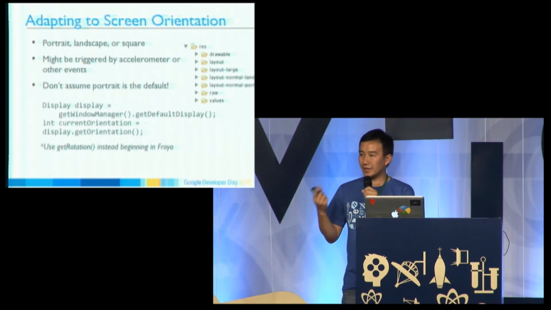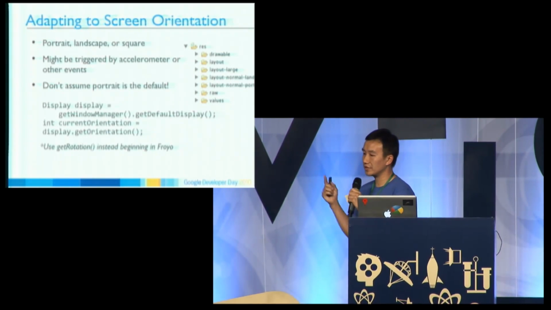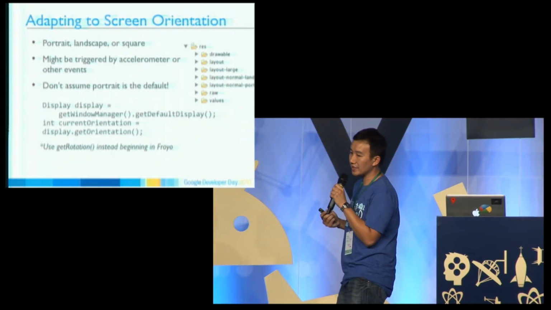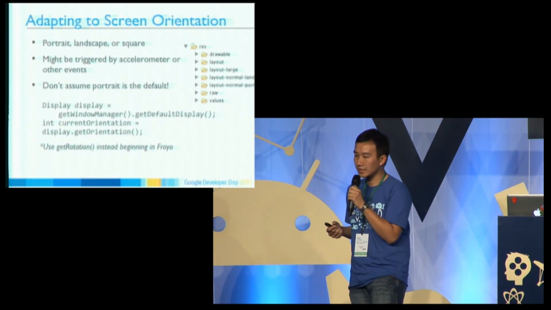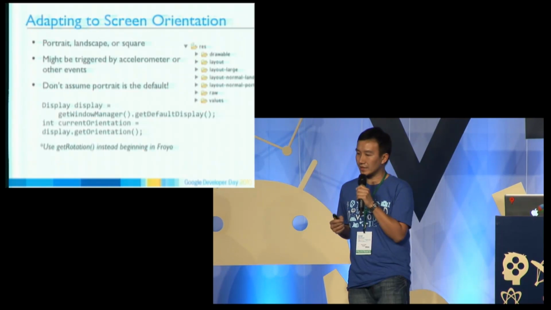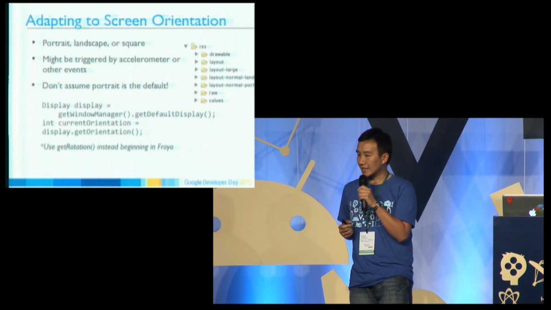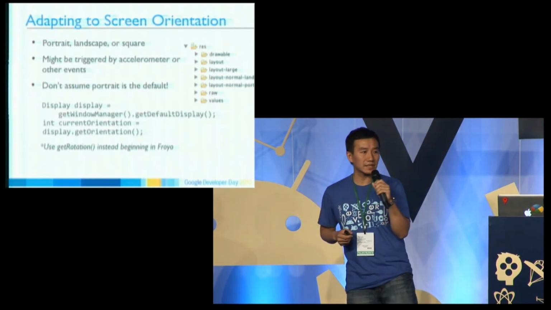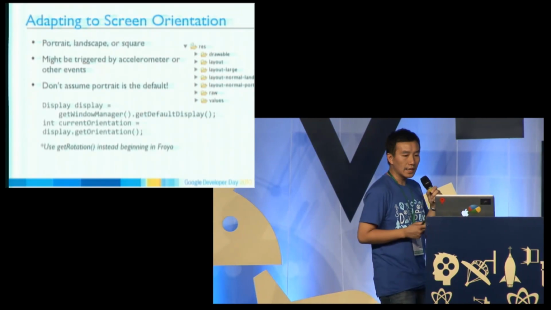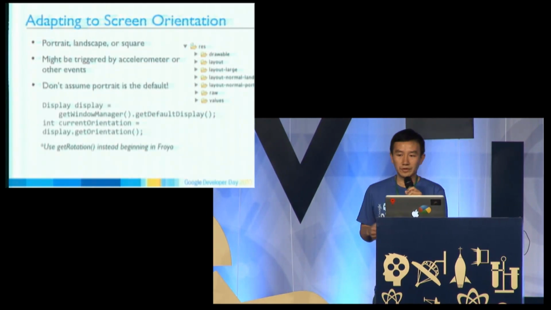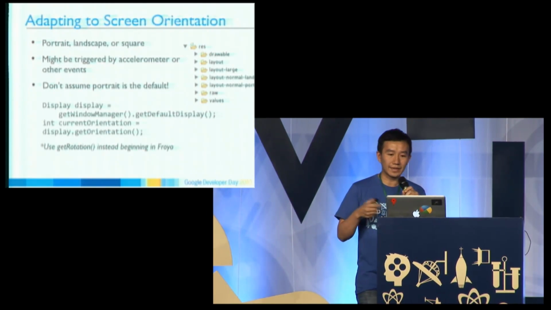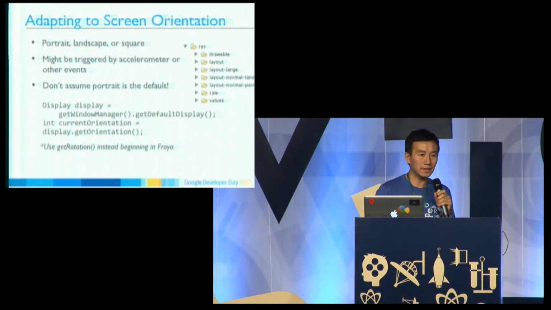And if you want to determine the natural orientation at runtime, you can use this code snippet, right? You can get a handle to the display object and read the orientation based on the getOrientation API, and that particular API has been deprecated. And if you're running on Froyo or if you're targeting Froyo, you want to use the getRotation API.